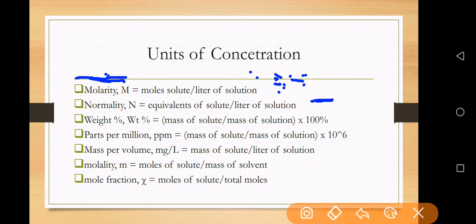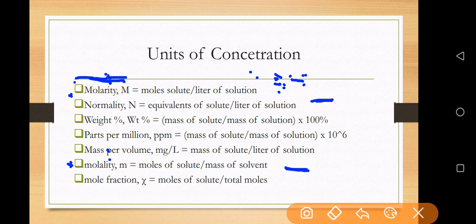Another thing we have to know is that we can express our concentration in terms of moles of solute divided by mass of solvent, and this one we refer to as molality. We have to take note that this molality is different from molarity. If you compare the spelling, you notice that here there's an L, while here we are talking about an R. So you have to take note of those differences as well.